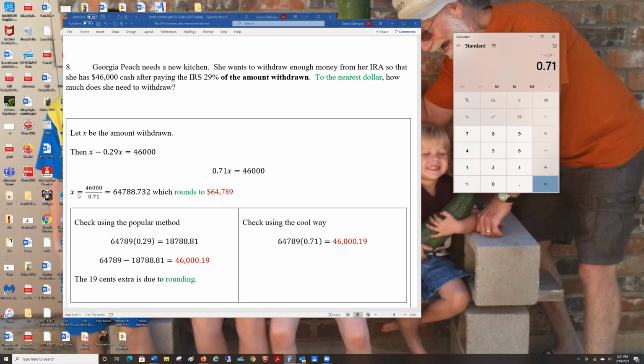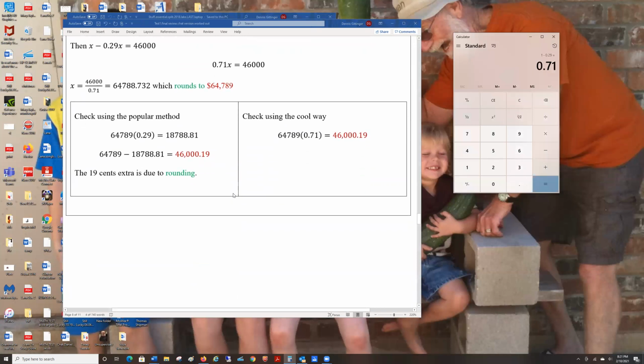So the amount withdrawn must be 46,000 divided by 0.71, which is 64,788.73, which rounds to, because it says to the nearest dollar, 64,789. So don't miss it because you didn't round it the way you're asked to.